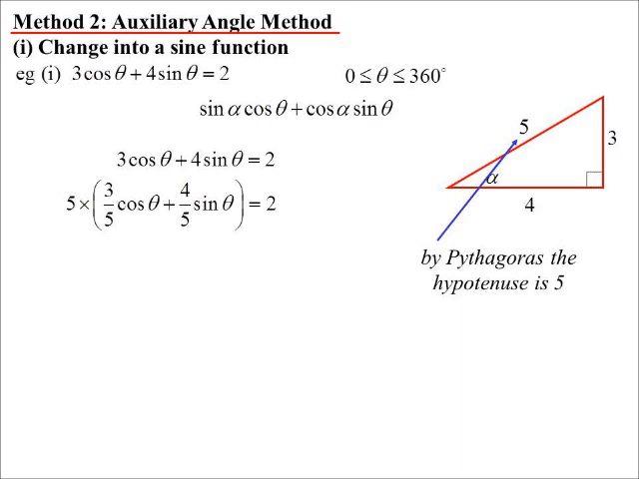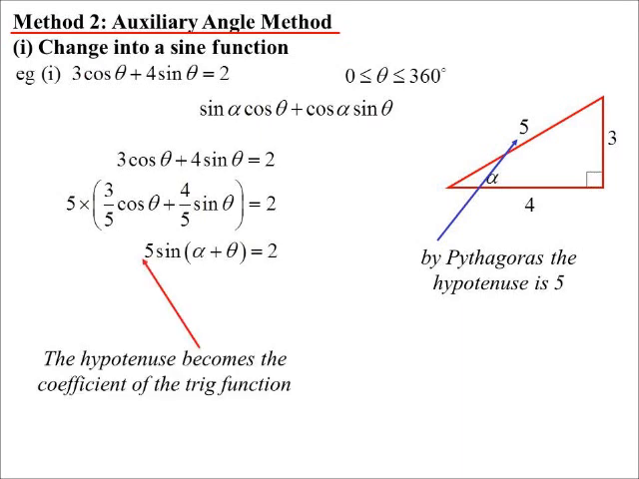So I actually now have got sine alpha cos theta, cos alpha sine theta, which is sine of alpha plus theta. But I got 5 times it in this case. So the hypotenuse, you'll notice 5, it will always end up being the coefficient of my trig function in this equation. So the hypotenuse will always go there.